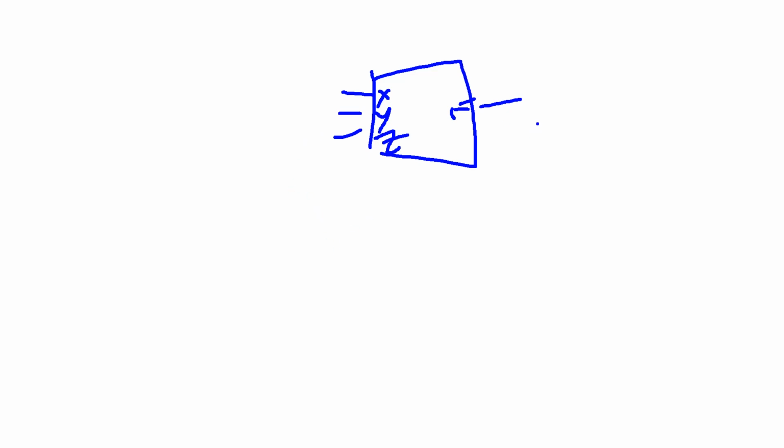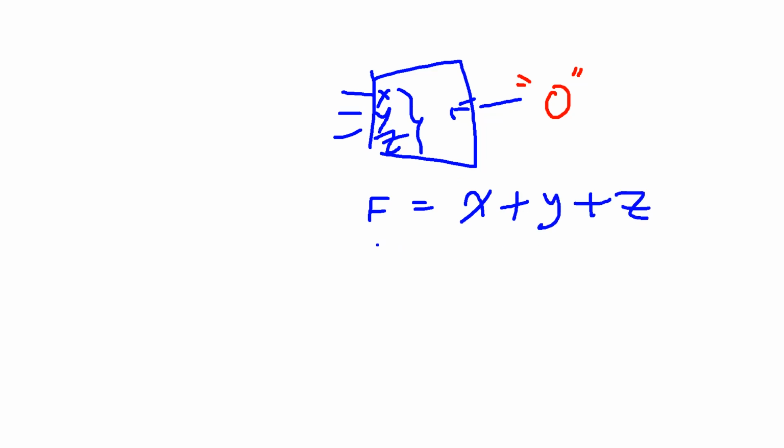Output F will be 0 in only one case. That means the function must be written in OR form, an OR of all input variables, for example x or y or z. This function will be 0 in only one case: when x is 0, y is 0, and z is 0, right?